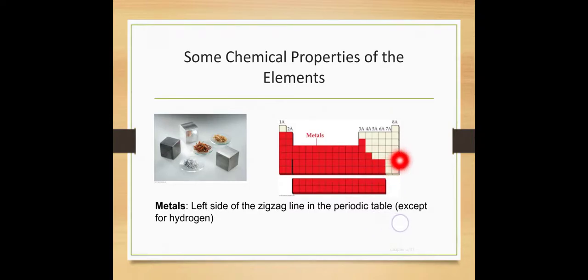Before the zigzag line, all the elements are metals. So the left side of the zigzag line in the periodic table, except for hydrogen, are metals.